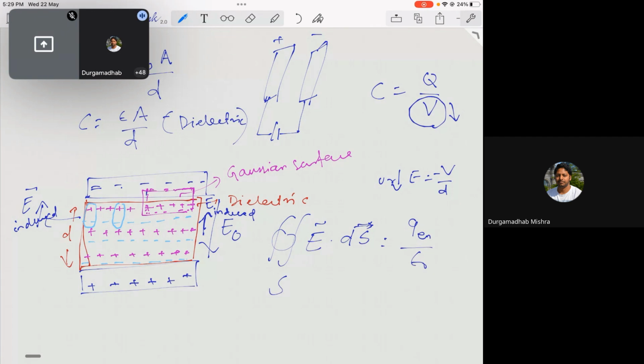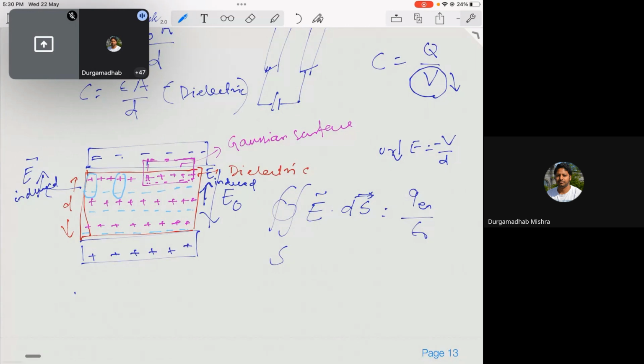And how is this electric field produced? This electric field is produced due to the separation of positive and negative charges within the dielectric. And why is it possible? Because these charges are not mobile; they are all localized within the volume. And this kind of situation is what we call polarization of the dielectric.